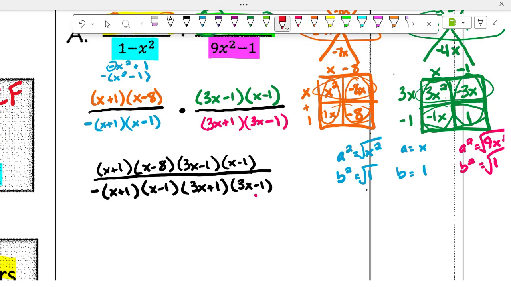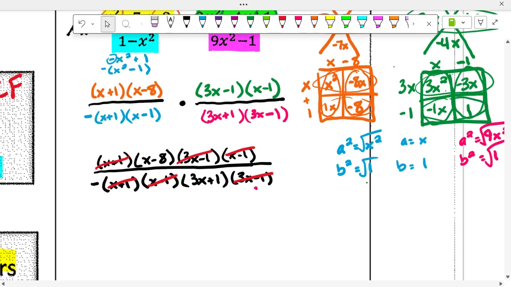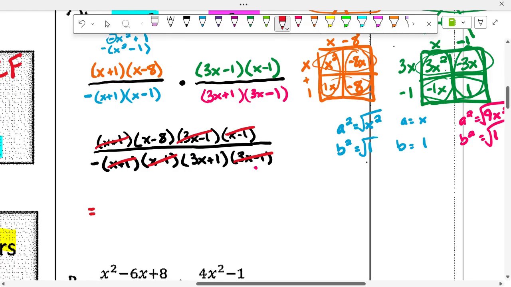So what can I cross? What's one factor I can cross out? X plus 1s are gone. What else can I cross out? X minus 1s are gone. What else can I cross out? 3x minus 1. Anything else? Is there anything else? No. So now my answer is going to be whatever I have left over. So I have x minus 8 over negative 3x plus 1. Just don't forget that negative. It is part of it.